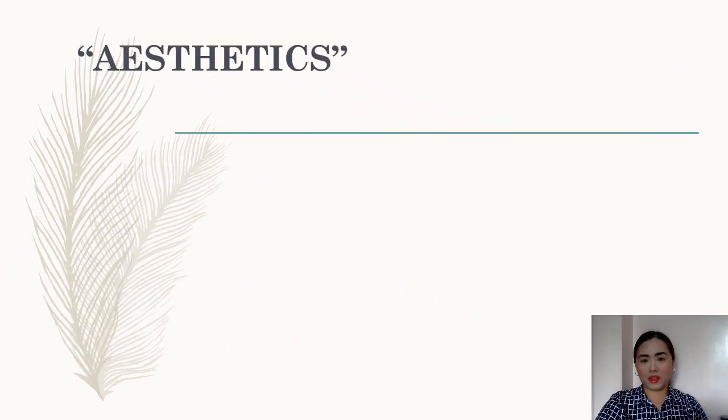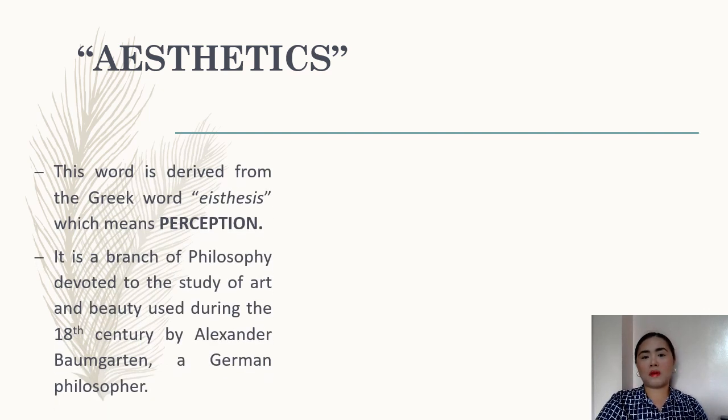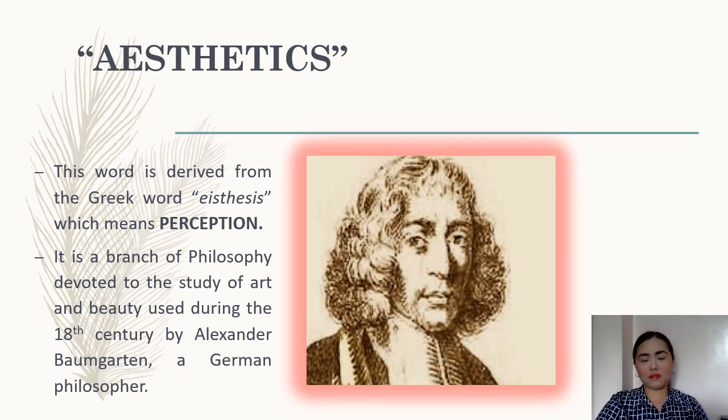Let us start first with the basic definition of aesthetics. The word aesthetics comes from the Greek word aesthesis, which means perception. It is a branch of philosophy which deals with the study of art and beauty. Aesthetics does not only deal with the study of art and beauty, but specifically on how we can perceive beauty when we look at visual art pieces. This term was first used by the German philosopher Alexander Baumgarten.